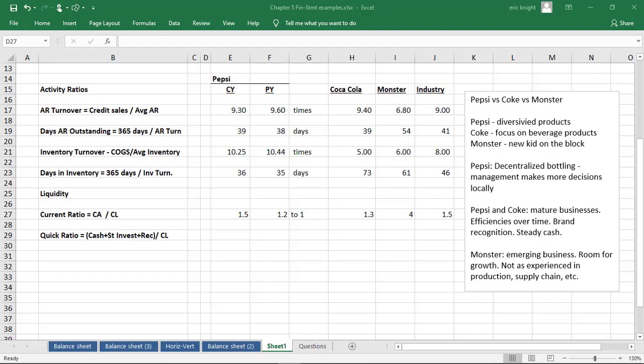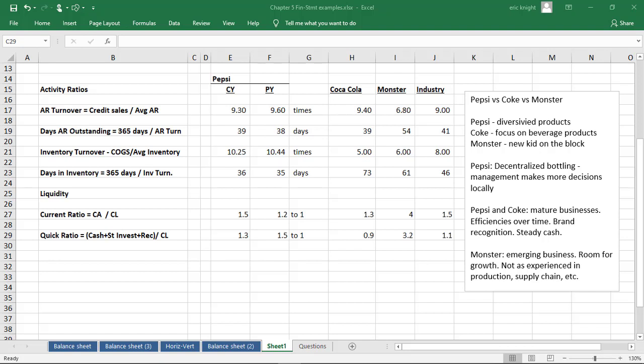Coke is kind of in the middle there at 1.3 to 1, and Monster is doing much better. They have a lot more current assets than current liabilities. That shows that they're not using obligations, they're not using loans and liabilities in order to get the cash that they need. So they have 4 to 1. So that's much better. The industry is about what Pepsi and Coke are.